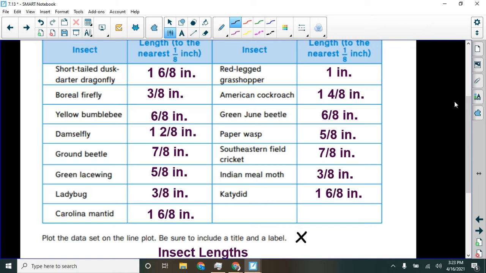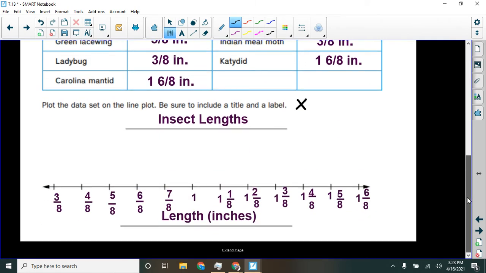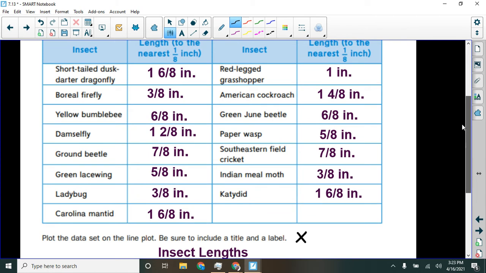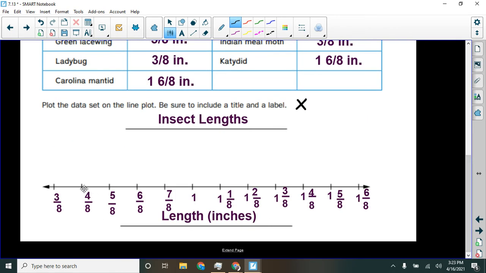Boreal firefly, ladybug, and Indian meal moth. If you mentioned any of those, you were right. And so we started with 3/8. Then we're going to count by eighths. 4/8, 5/8, 6/8, 7/8. This is 8/8 or 1 whole, 1 1/8, 1 2/8, and so on. Now, if there is something that we don't have, like nothing is 4/8, nothing is exactly half of an inch, we still write it down here, guys. It's going to be open. There's going to be nothing there, but we still write it down.